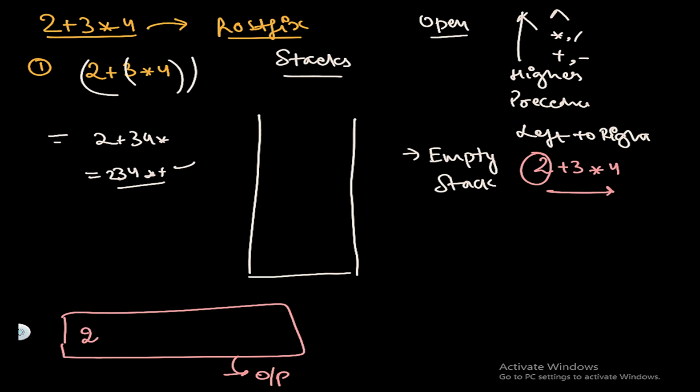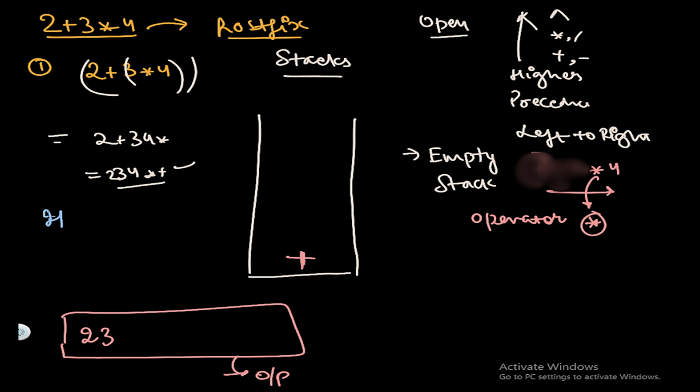So we have scanned 2 and we have output it. Now we have plus. If you see any operator, push it into the stack. We have plus over here, right? Now this is also scanned. Now we have 3. Just print it. So the 3 has also been done. Now we have another operator which is multiply. Now here the condition comes.